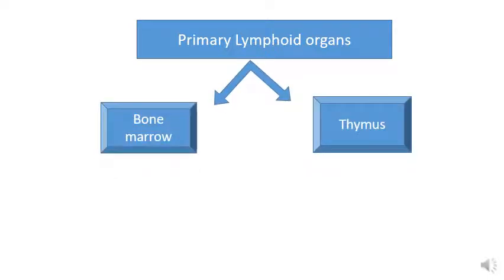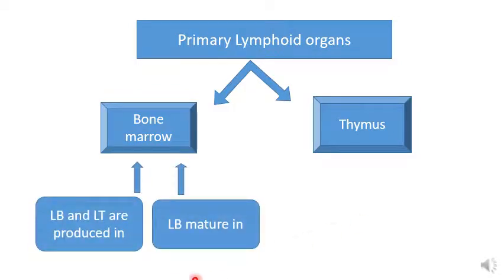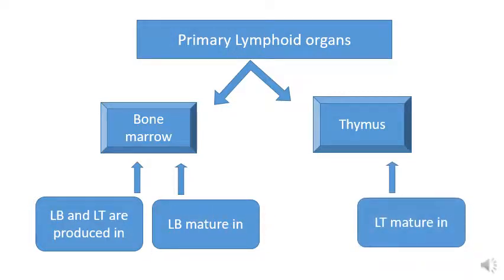So, to sum up, the primary lymphoid organs are divided into bone marrow and thymus. The bone marrow is where LB and LT are produced and where LB mature. The thymus is where LT mature.